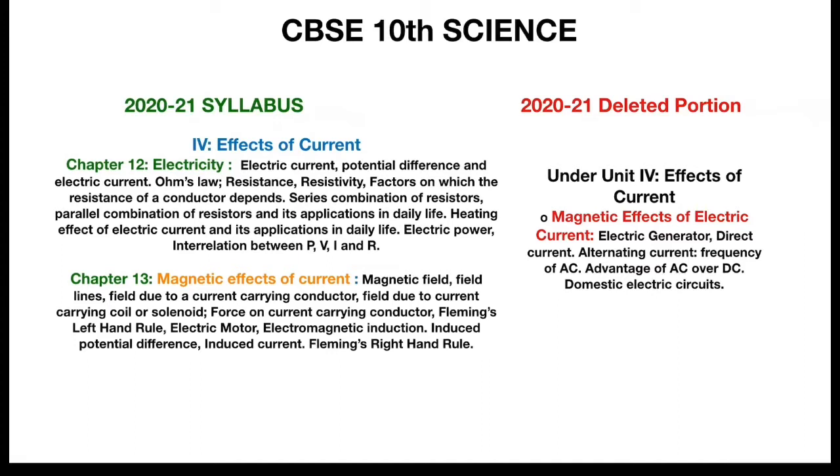Next chapter is magnetic effect of current. In this chapter they have removed some specific parts like electric generator and direct current, with some advantages and disadvantages. This part has been removed, and they have also removed the domestic electric circuit part. But all other stuff, which is basically fundamental for your higher grades, has been kept as it is. So I don't see any loss you will have from this reduced syllabus till now.